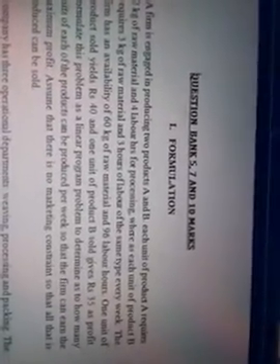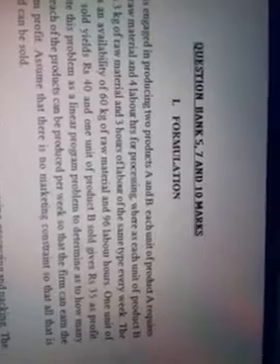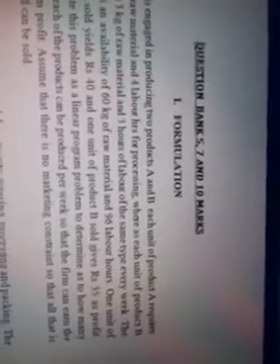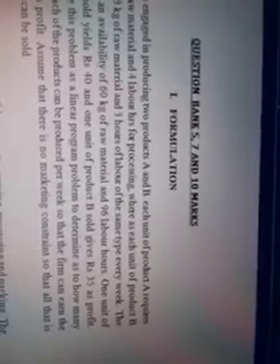So I want to explain this problem number 1. Here a firm is engaged in producing two products, product A and product B. Each unit of product A requires 2 kg of raw material and 4 labor hours for processing. So here raw material and labor hours are your constraints. Whereas each unit of product B requires 3 kg of raw material and 3 labor hours.